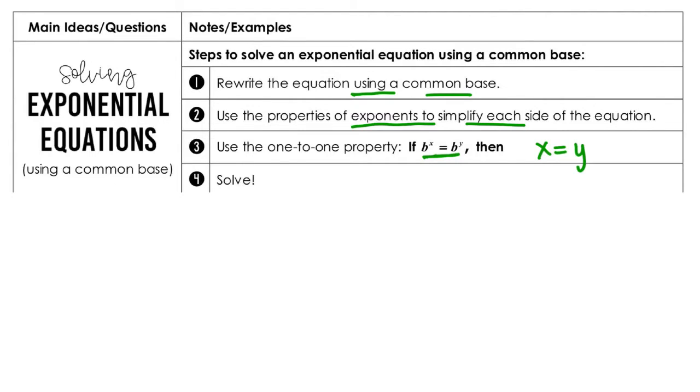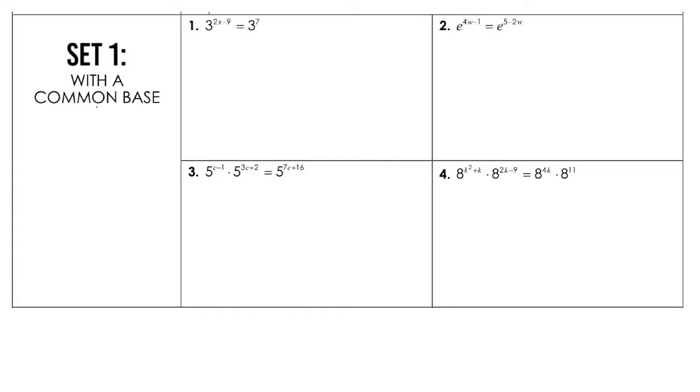So let's look at some examples. For the first example, notice they're giving us several different types of problems, but the key part here is you have a common base with each one. And so since our bases are exactly the same for each side of the equation, then we just set our exponents equal to each other. So we're going to have 2x minus 9 equals 7. And then solving this, of course, we'll need to add our 9 over and divide by 2, so x is 8.